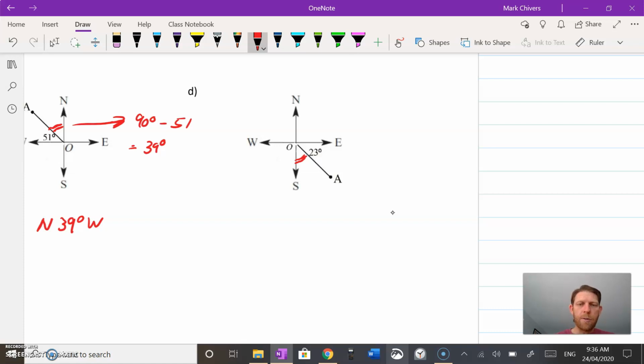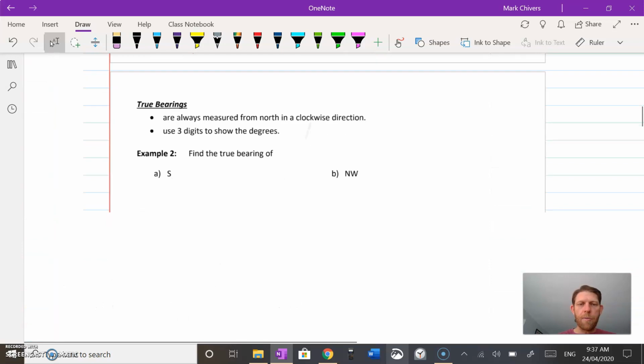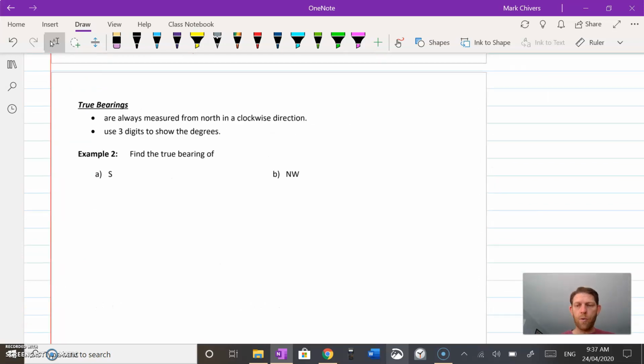So just make sure that you're not just using the number that's given, that you think about what that number represents. In this particular case, to find that angle, we're going to have to go 90 minus 23, and that's going to be 67 degrees. That's not the answer though. We're going to start at south and move 67 degrees towards east.